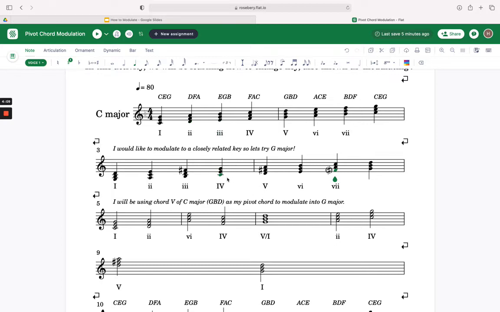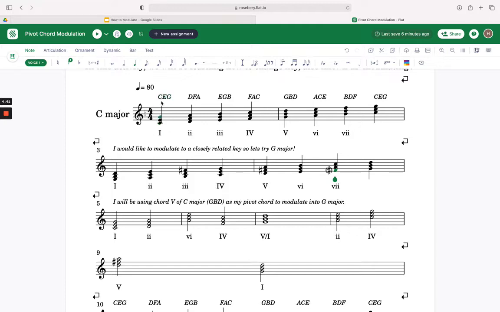Then we have chord 4, C, E, G, chord 5, D, F sharp, A, chord 6, E, G, B, chord 7, F sharp, A, C, and then the original tonic chord again. So now the pivot chord is going to be a chord that both C major up here and G major have in common. So let's go through then.